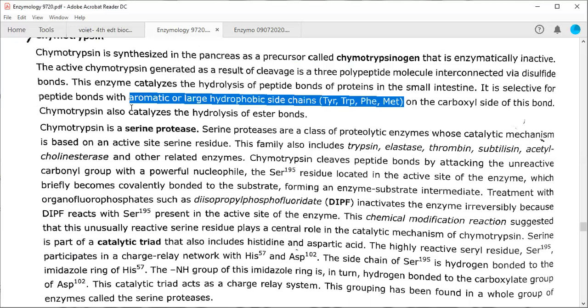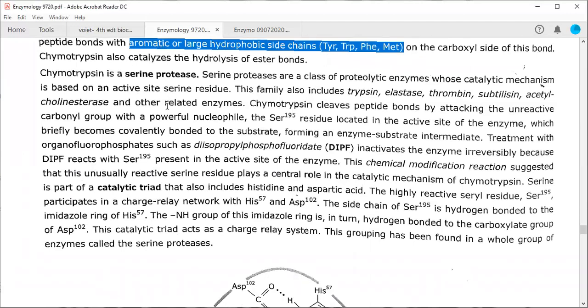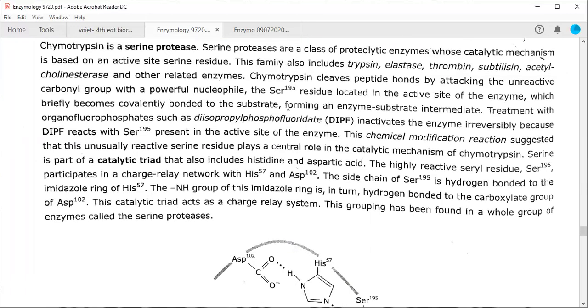Chymotrypsin also catalyzes the hydrolysis of an ester bond. How is it able to hydrolyze this ester, this peptide bond? Let's see the mechanism of action. This is a serine protease. Serine proteases are a class of proteolytic enzymes whose catalytic mechanism is based upon an active site serine residue.